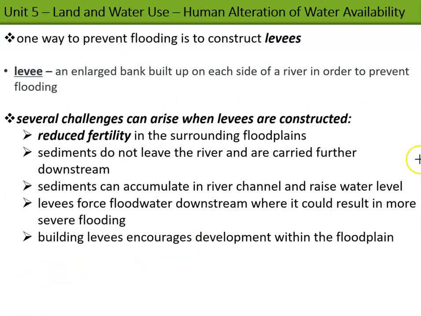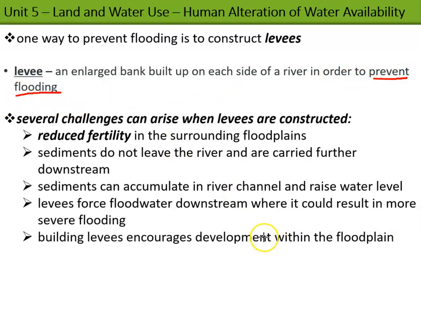Now, one of the ways that humans have derived to prevent or to reduce the amount of seasonal flooding that naturally occurs in rivers is to construct structures called levees. So levees are essentially built up on each side of large riverbanks, and they're there primarily in order to prevent flooding. Levees are built primarily to prevent flooding.